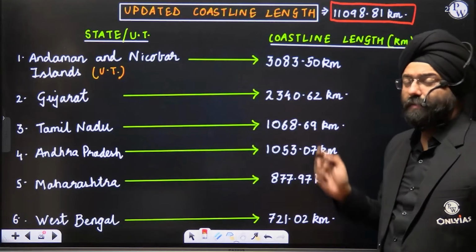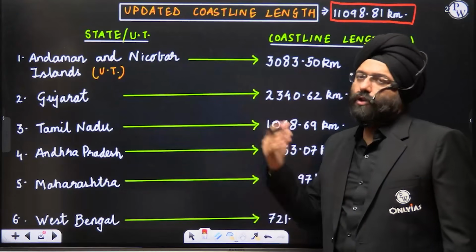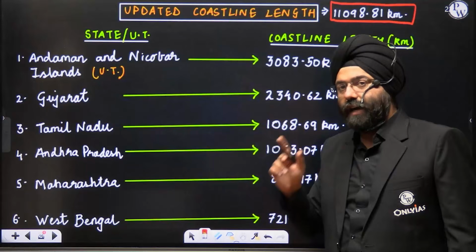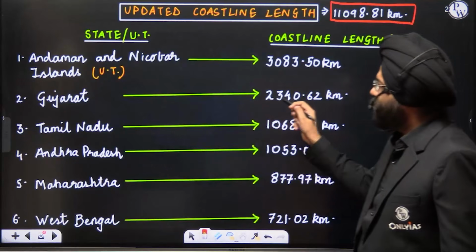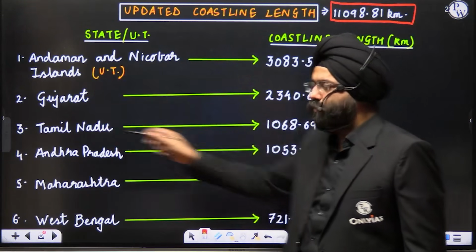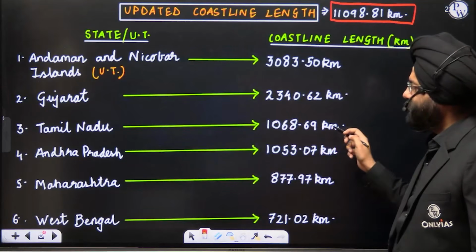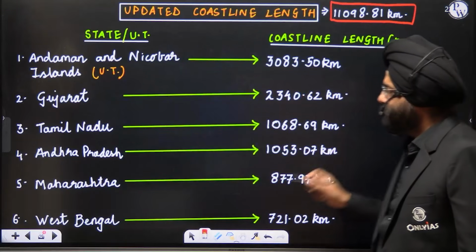2340.62 kilometers. Now please remember, you might have to remember the order. You might not remember the exact length, but the order has to be remembered because you can be asked. So Gujarat 2340.62. After that is Tamil Nadu 1068.69 kilometers. Then Andhra Pradesh 1053.07.